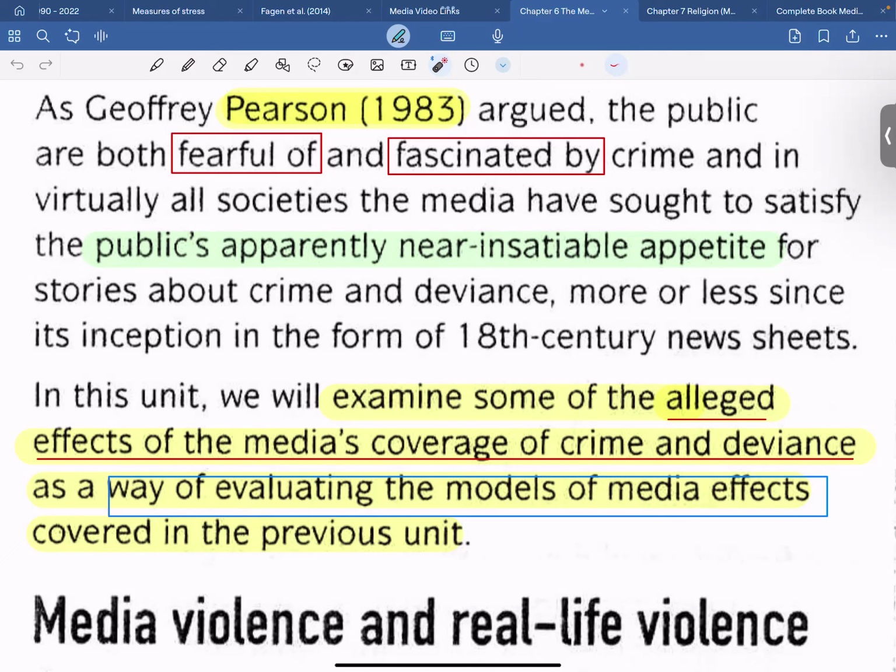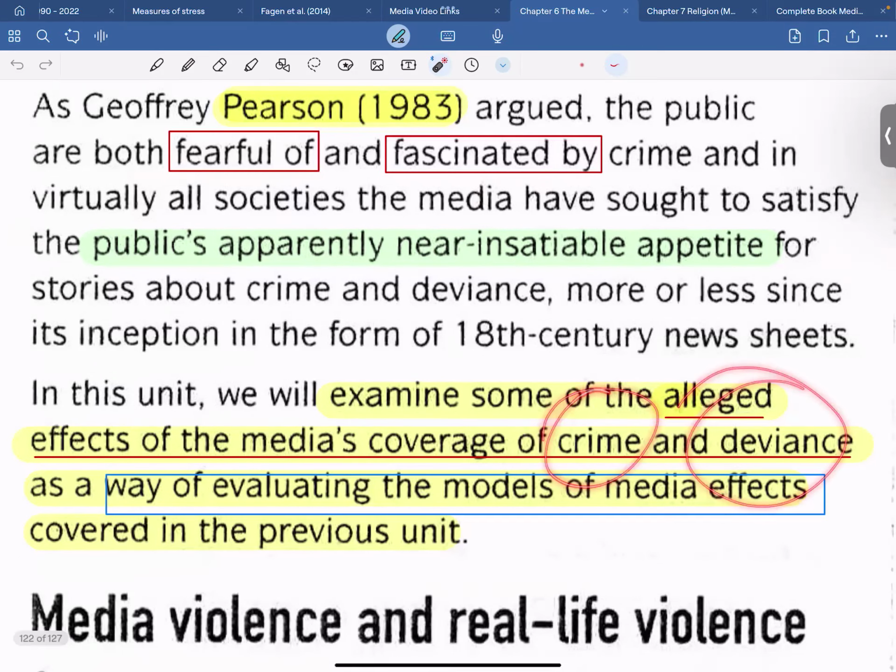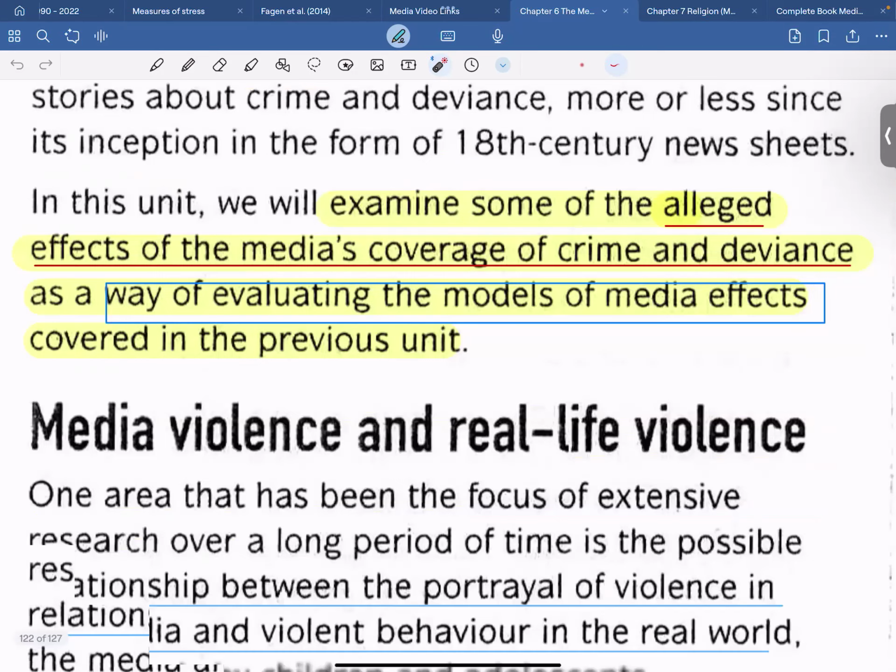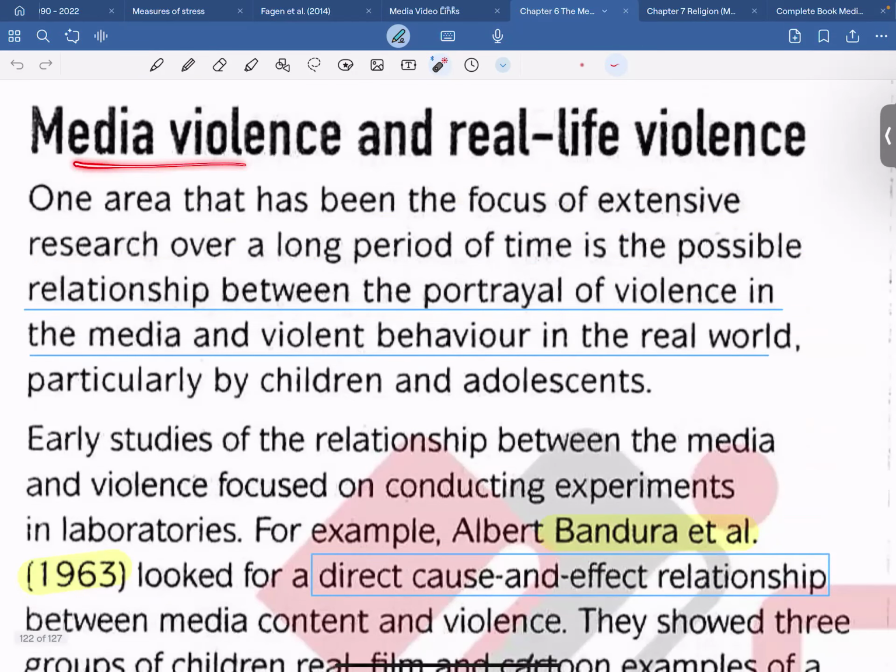Now, taking this ahead, in this unit we will examine some of the alleged effects of the media's coverage of crime and deviance. How has the media covered crime and deviance, and what sort of impact has it had on society? Now, let's take this ahead and talk about media violence and real life violence.